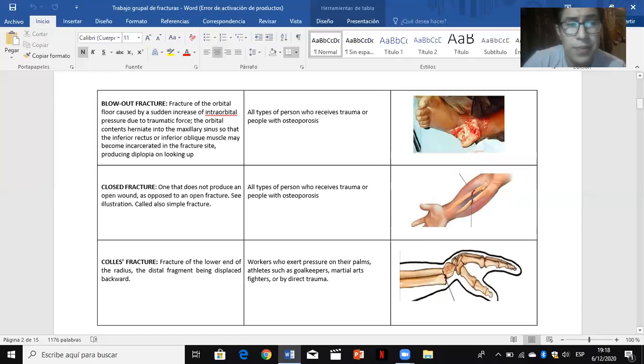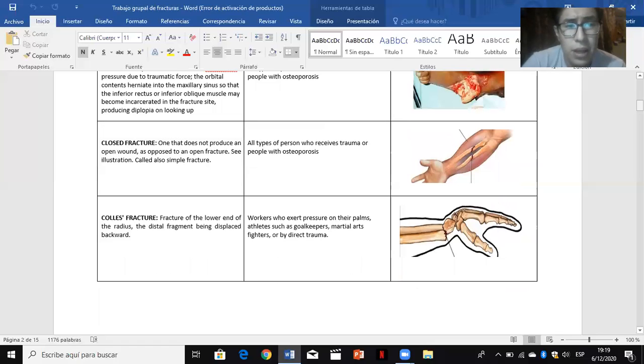Blowout fracture: fracture of the orbital floor caused by a sudden increase of the intraorbital pressure due to traumatic force. The orbital contents herniate into the maxillary sinus, and the inferior rectus or inferior oblique muscle might become trapped in the fracture site, producing diplopia on looking up. People at risk: persons who resist trauma or people with osteoporosis.